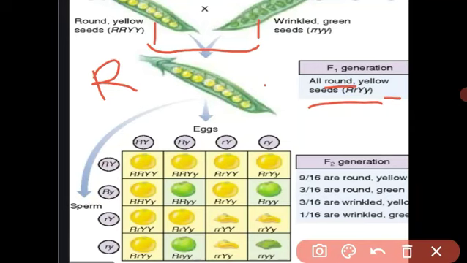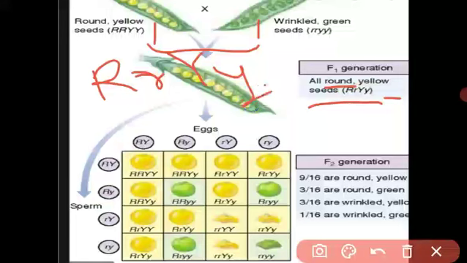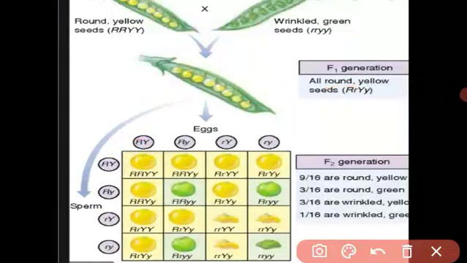Whenever he took the same capital R, small r, capital Y, small y, what happened when he crossed between each, and what is the result of the F2 generation? See student, what is the result? Out of 16, 9 are round and yellow. Why are they round and yellow? Because each round and yellow seed has a dominant character, and we have seen the dominant always expresses itself.